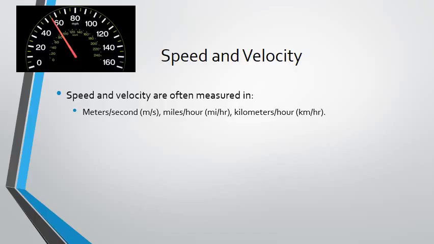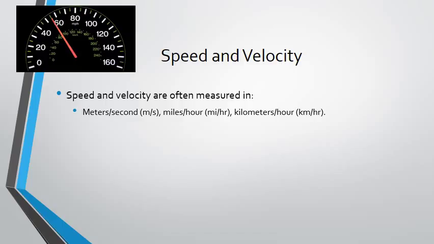Let's look at some units. Notice that every single unit is a unit of distance that we studied on the distance slide per unit of time that we studied on the time slide. For example, meter is a unit of distance, second is a measure of time, meters per second is a measure of speed. Miles per hour is also a commonly used measure of speed, with miles being our distance unit and hour being our time unit.